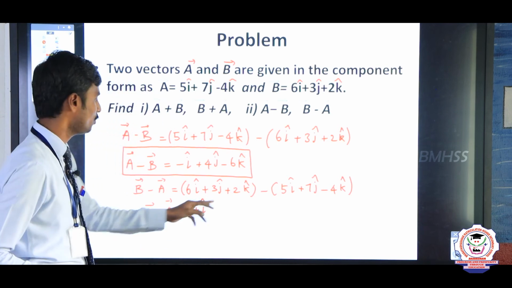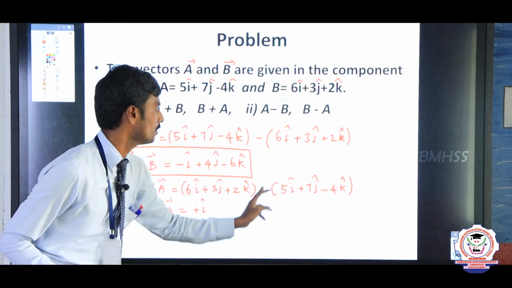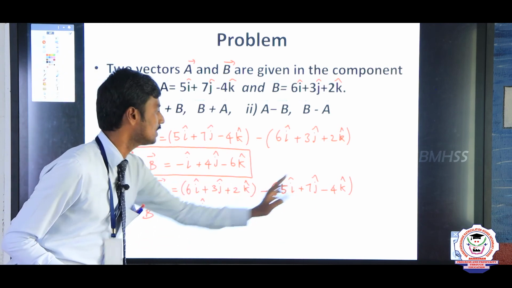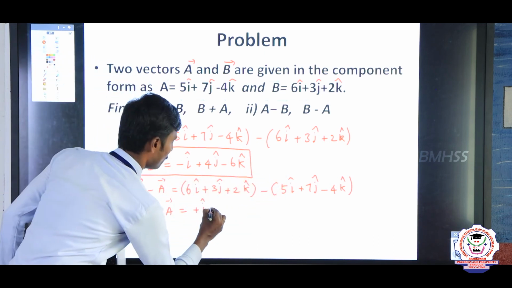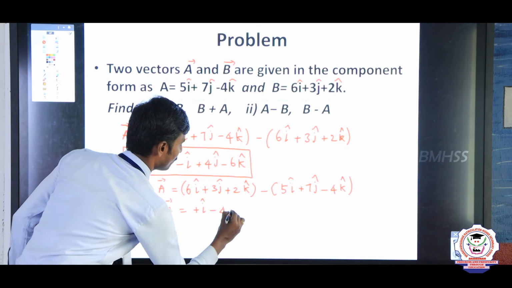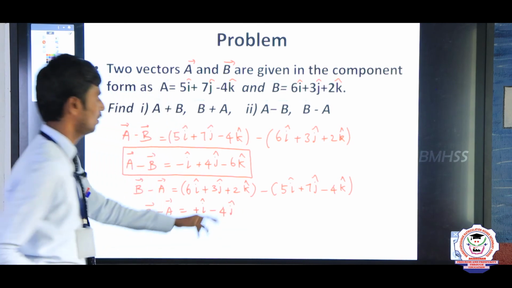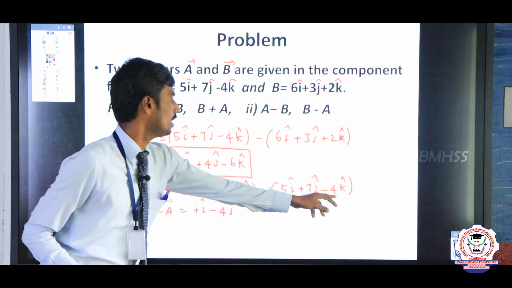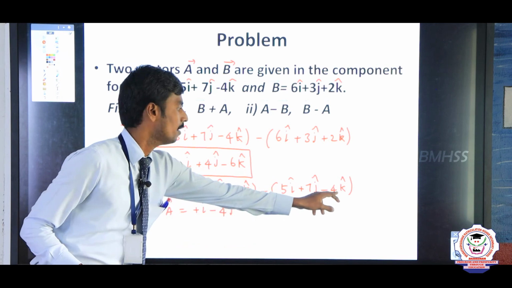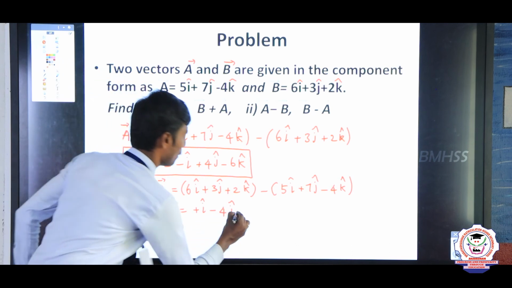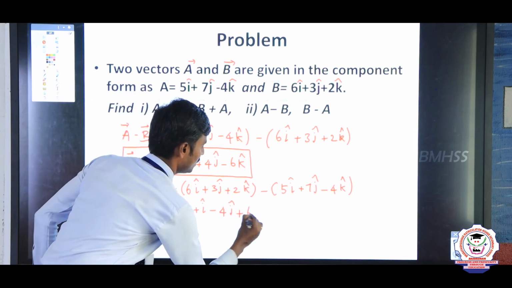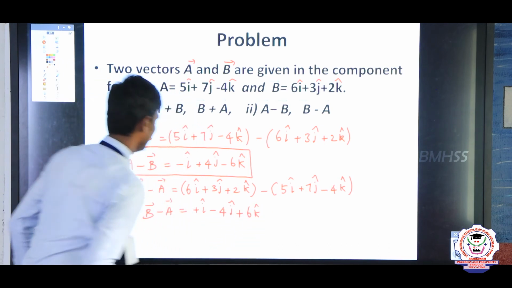Okay, the next one: 3j cap minus 7j cap, here plus, here minus, what is the value? So here minus 4j cap. Here 2k cap, here minus into minus plus, so 4 plus 4, here plus 2, what is the value? Plus 6k cap.